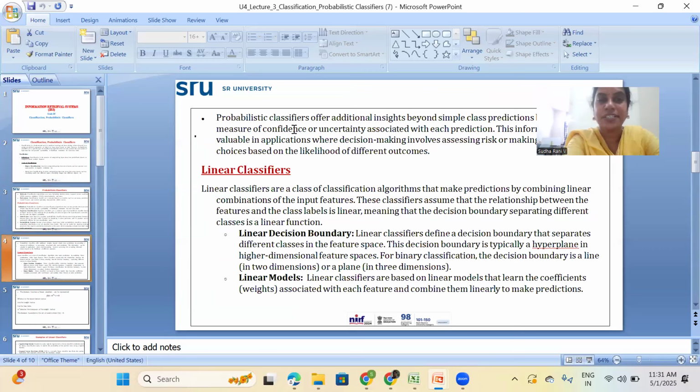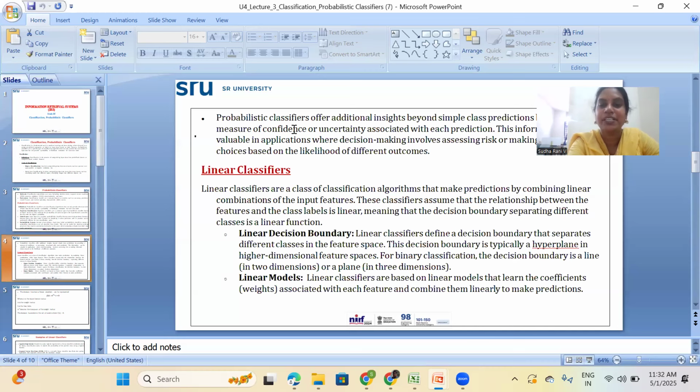After the probabilistic classifiers, let's see the linear classifiers. As the name indicates, linear classifiers are a class of classification algorithms that make predictions by a linear combination of the input features. The classifier assumes that the relationship between the features and the class label is linear, meaning that the decision boundary separating different classes is a linear function. So here we have the linear decision boundary and linear models. Linear classifiers define a decision boundary that separates different classes in the feature space.